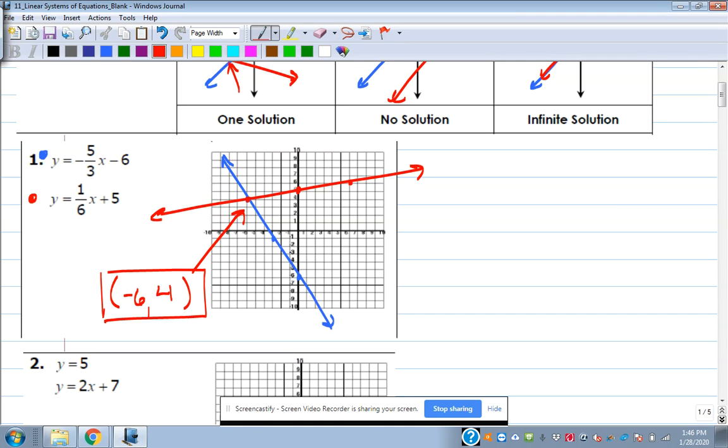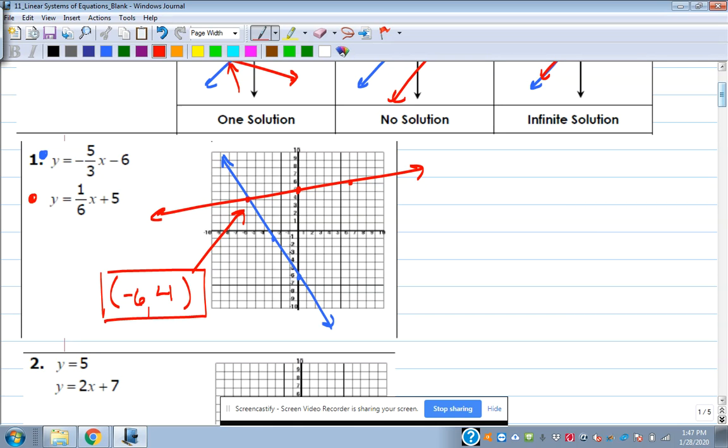Here's the beautiful part about this. If I take -6, 4 and plug it in for x and y in the equations, it works in both of those. So if I take -6 and plug it in to the first one, -5/3 times -6 would be a +10, minus 6, which is 4. So that gets the right y value. Same thing here. -6 times 1/6 would be -1 plus 5 is 4. So plugging it into both equations, it checks to be the correct solution. So we just found it by graphing. All right.